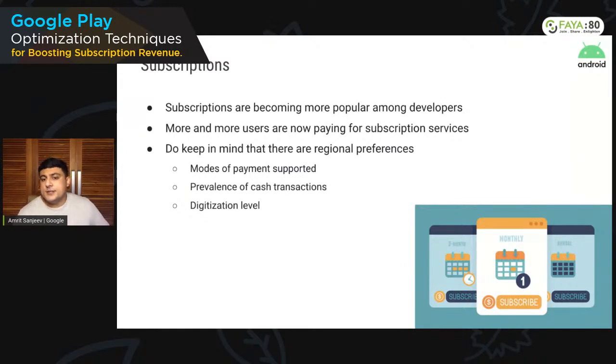And the last is digitization level. A lot of people might not be comfortable with digital payments, so you also need to understand how comfortable they are with recurring payments, and understand that this gets charged every 6 months or at a certain period of time that is set. Communicating that information, all these are preferences that you want to take into account as regional preferences. Your business model based on subscriptions becomes a lot better.